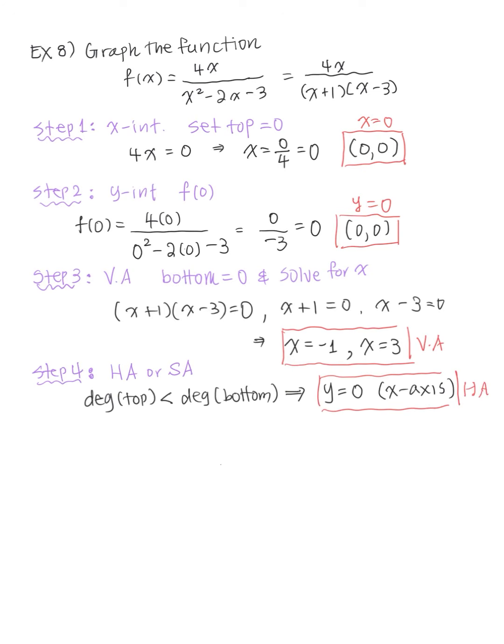So there is that. And step number 5, we need to determine whether the graph is going to cross the x-axis, which is y equals 0, and that's our horizontal asymptote. So do you remember what to do? What we need to do is set our f of x equal to L, where L is the horizontal asymptote. So in this case, we have to set f of x equal to 0.